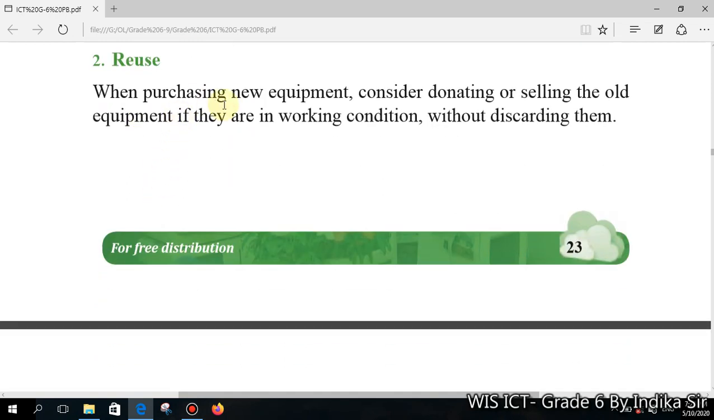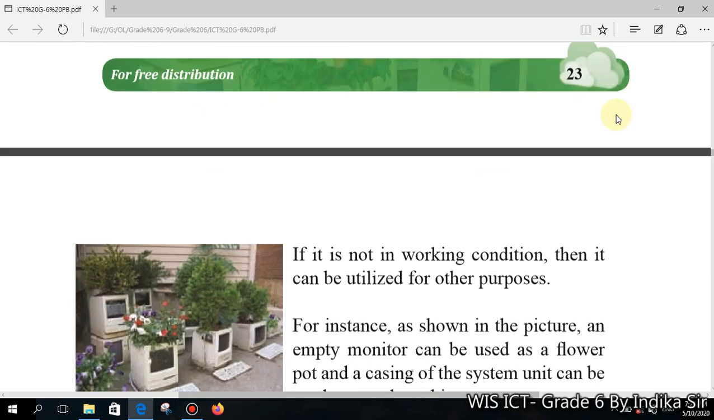Reuse. When purchasing new equipment, consider donating or selling old equipment if it is in working condition. Now think, if you have an old computer in working condition and you purchase a new one, you can donate that one to somebody who wants it. Then it minimizes the creation of electronic waste, without discarding them.